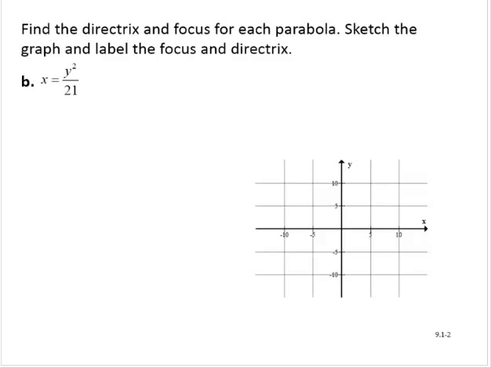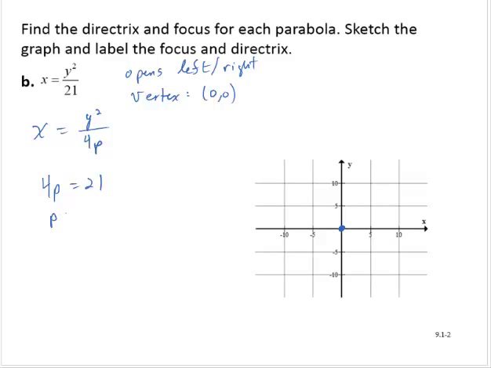Next, x is equal to y squared over 21. Now, since we have the variables switched, this will open left or right. Again, though, the vertex will be at the origin. So we have the form x is equal to y squared over 4p. Notice that the 21 is in the place of 4p, so we set 4p equal to 21. Then dividing through by 4, p is equal to 21 over 4, which is 5.25.